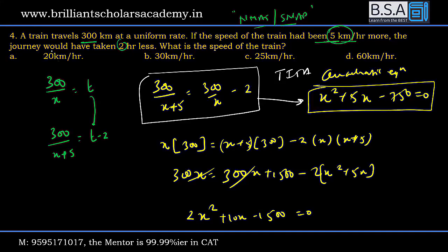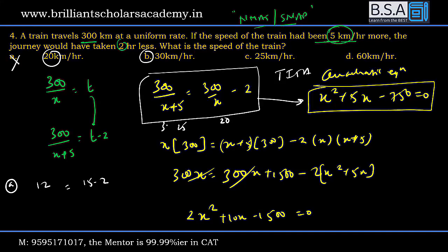Let us say speed is 20. Put 20 here. Put 25 here. 300 upon 25. Let me do this. Option A. 300 upon 25 is 12 hours. 300 upon 20 is 15 hours. Does this equation match? Is 12 equal to 15 minus 2? No, it does not.